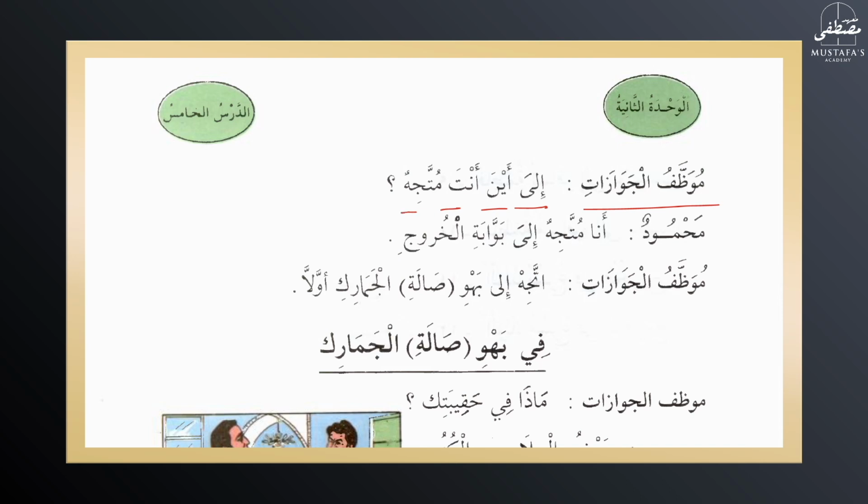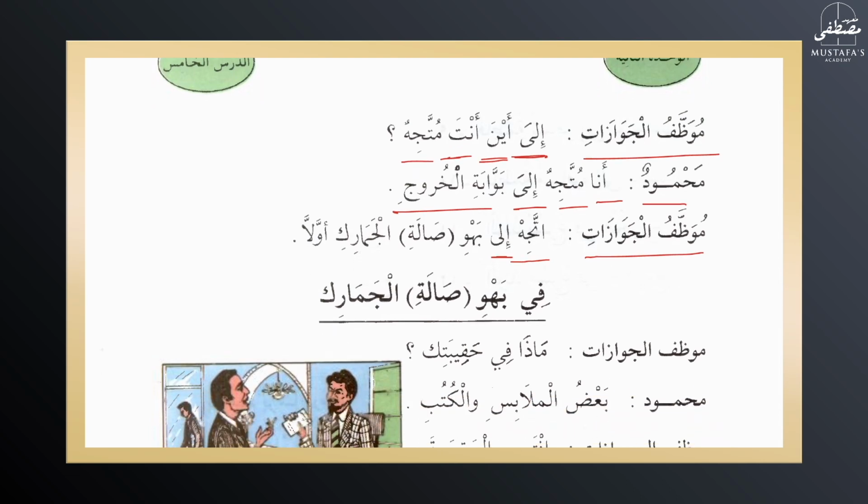موظف الجوازات. إلى أين أنت متجه. Now the immigration officer asks, إلى أين, to where, أين أنت, you متجه, headed. Where are you headed? Mahmoud says, أنا متجه, I am headed towards basically بوابة الخروج, to the exit gates. The immigration officer says what? اتجه إلى بهو صالة الجمارك أولا. اتجه, it basically means go, head to the customs area first. That's what he said. You go to the area of the customs.